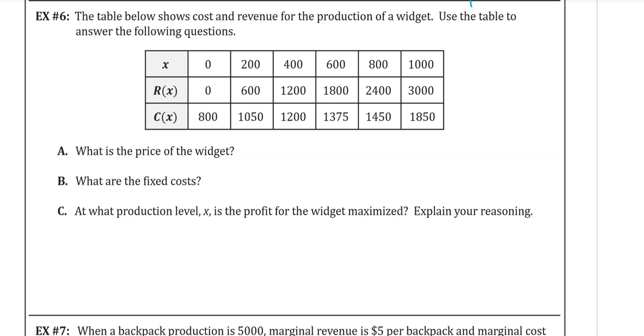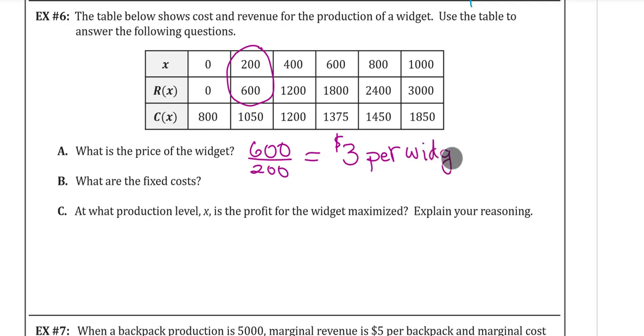So first, what is the price of a widget? Well, we can figure that out by taking the revenue and an X value. So we can see in our table here, when we produce 200 widgets, our revenue was $600. So we can take 600 and divide it by the 200, and we can see that each widget is $3 per widget.